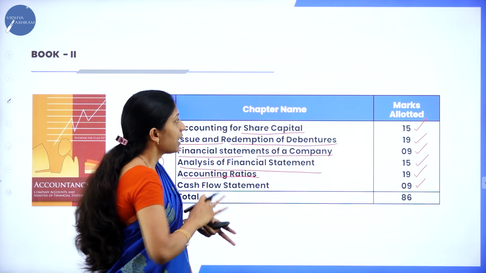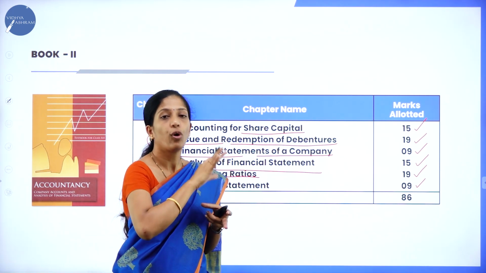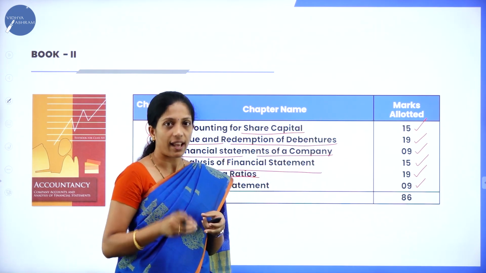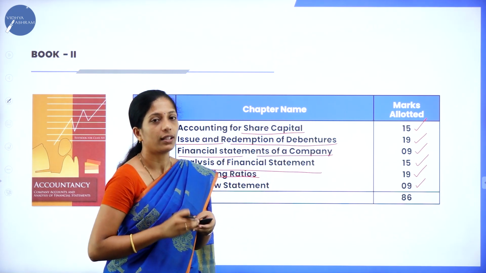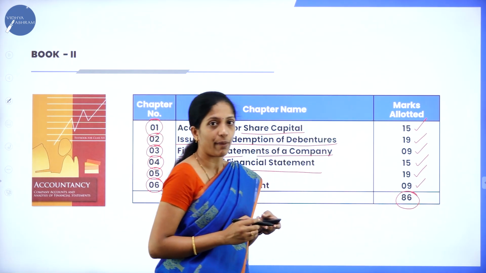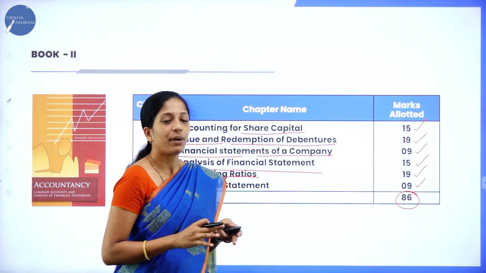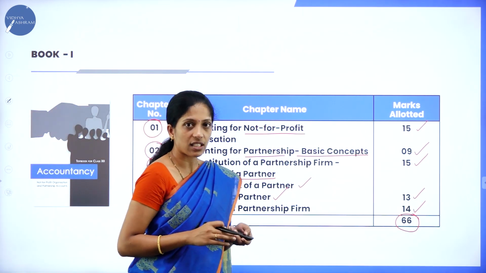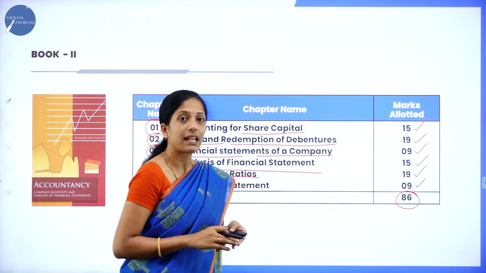And if you see the weightage of the whole book 2, that is, if you see the marks allotment of each and every chapter, and if you add all that, the total weightage of book 2 is 86 marks. So remember book 1, what is the weightage? That is 66 marks, and book 2 is 86 marks.